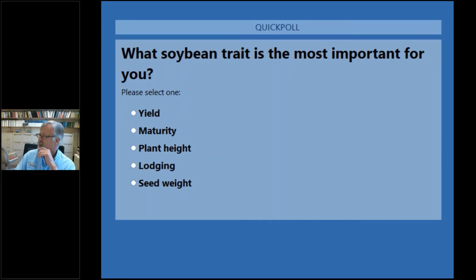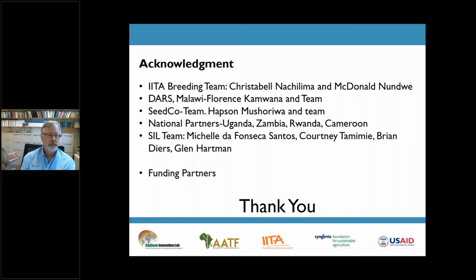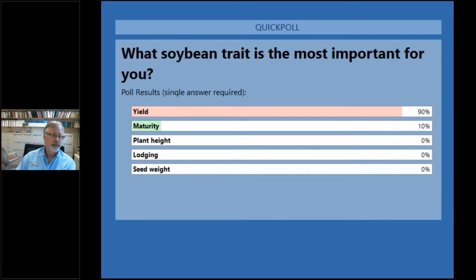I'll give you just a few more seconds to submit your answers. All right, guys, I'm going to close the poll in 3, 2, 1. All right, just giving you a quick overview: 90% of respondents said yield was the most important trait, with 10% citing maturity. So it looks like we're at a pretty good consensus there.